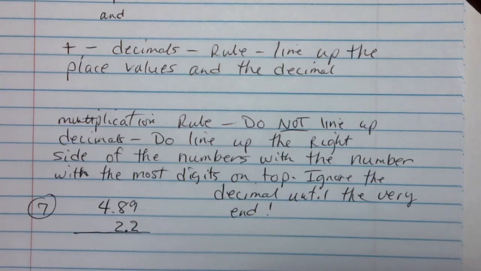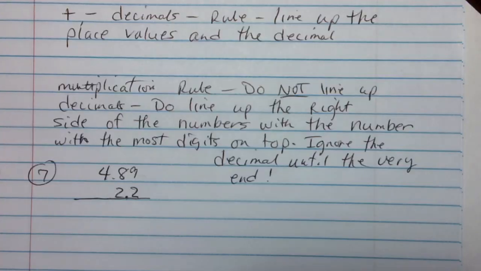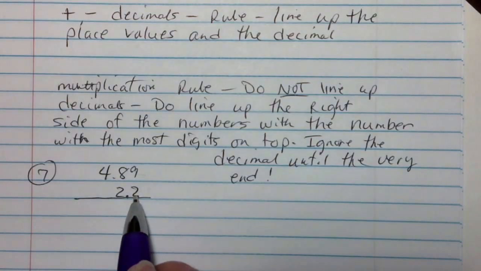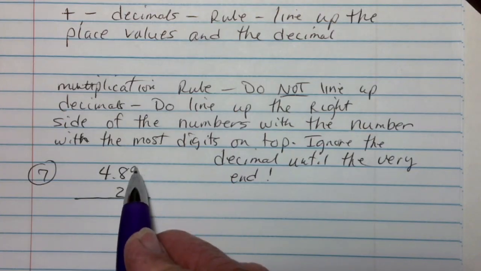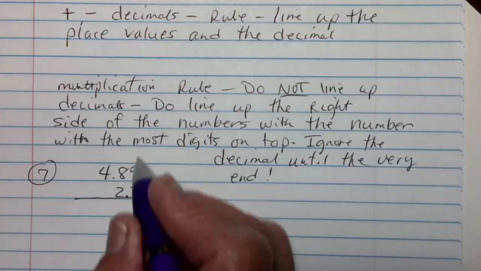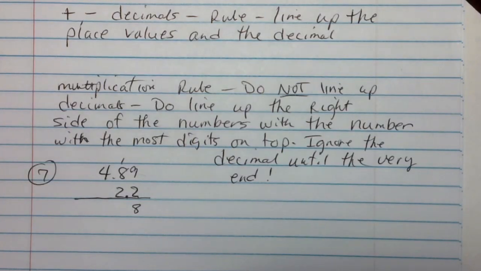Okay? Now here's why you've been working on your multiplication facts, because we're fixing to use them. We're going to start right here with this 2, and we're going to say 2 times 9 is 18. I'm going to write down the 8 underneath where I was just working and carry the 10 part of that.